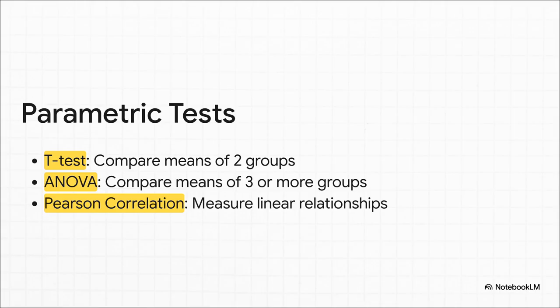You'd use a t-test to compare two groups, like, say, average blood pressure between treated and untreated patients. Got 3 or more groups? You're going to need an ANOVA, or analysis of variance. That's perfect for comparing things like ferritin levels across 4 different stages of a COVID-19 infection. And if you want to see if 2 variables are moving together, the Pearson correlation measures linear relationships. Think age versus blood pressure.